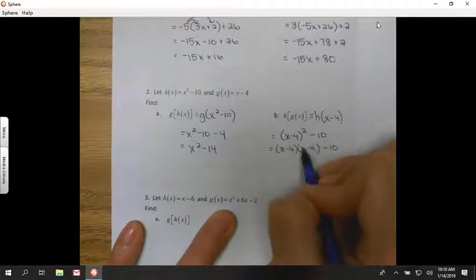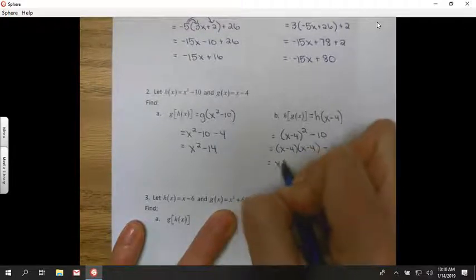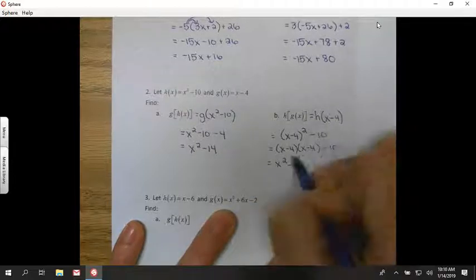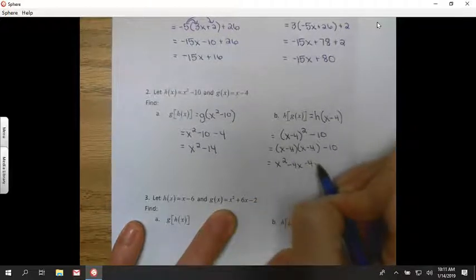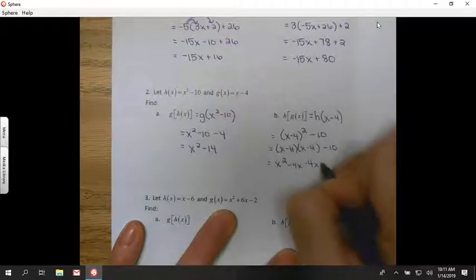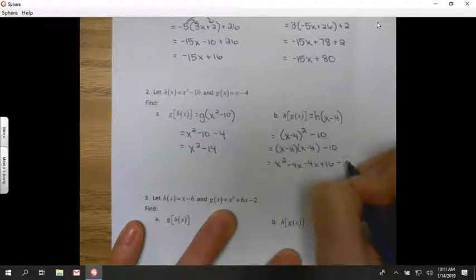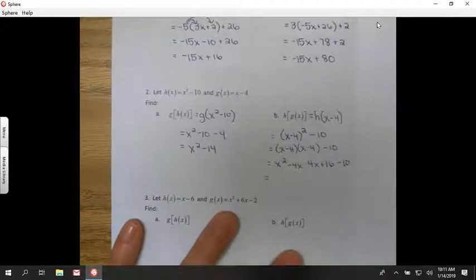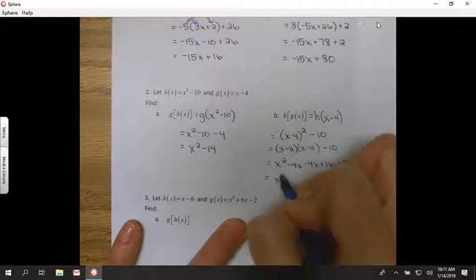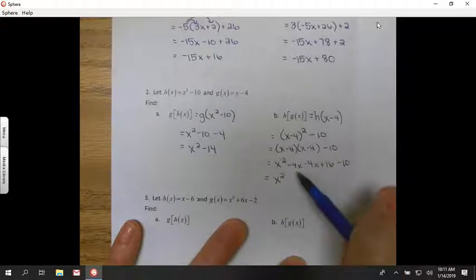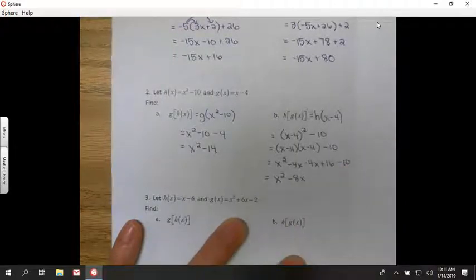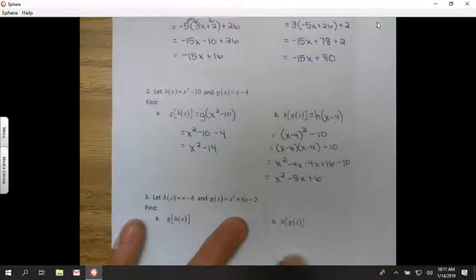So x times x, x times a negative 4, negative 4 times x, and a negative 4 times a negative 4. And then don't forget to carry your minus 10. Now I'm going to combine any of my like terms that I may have. So this is the only x squared I have. But I have minus 4x and another minus 4x, which is going to give me minus 8x. I have plus 16 minus 10. It's going to leave me with a positive 6.